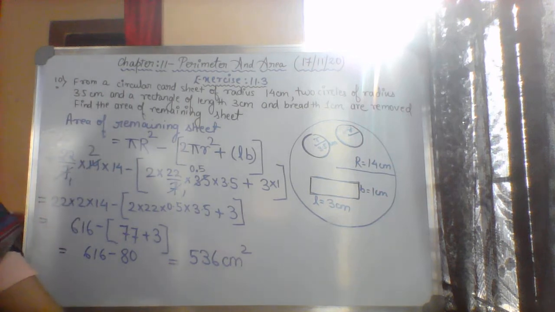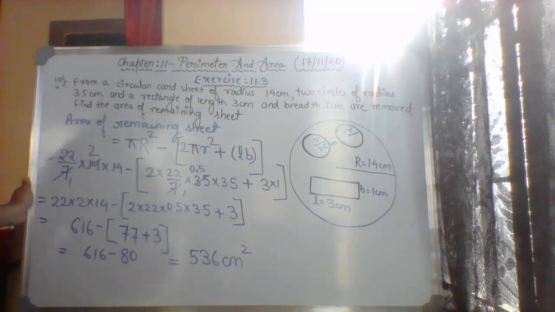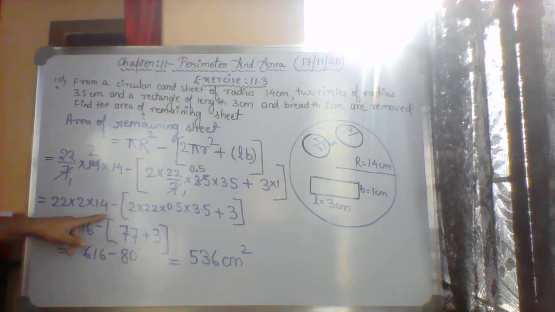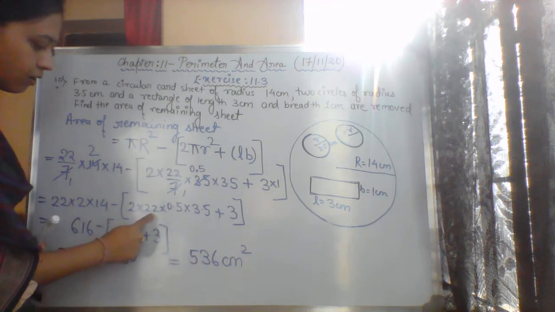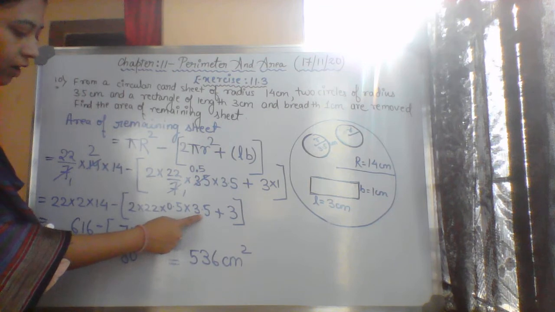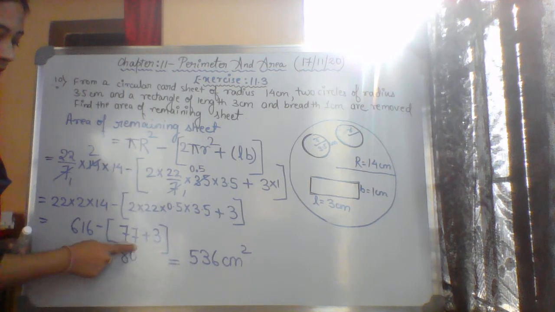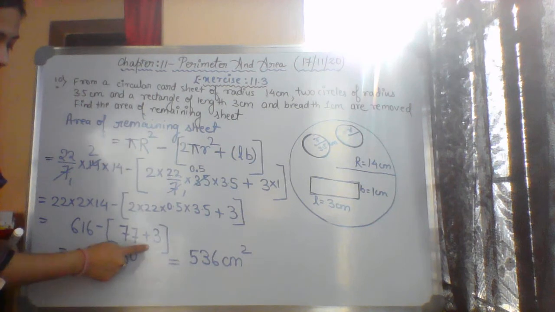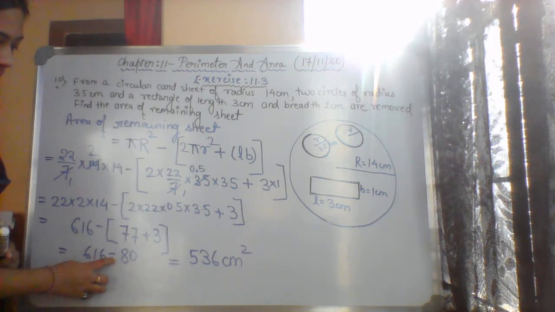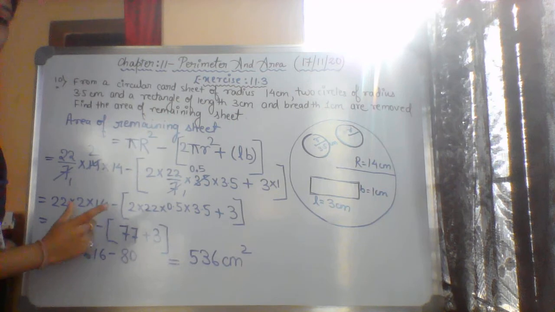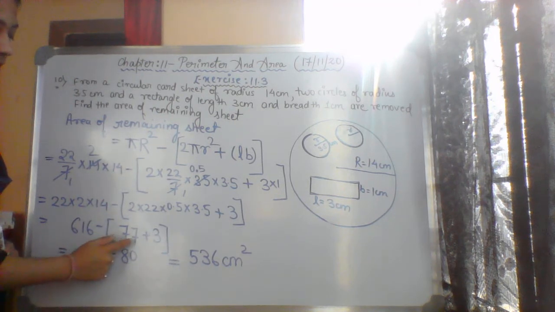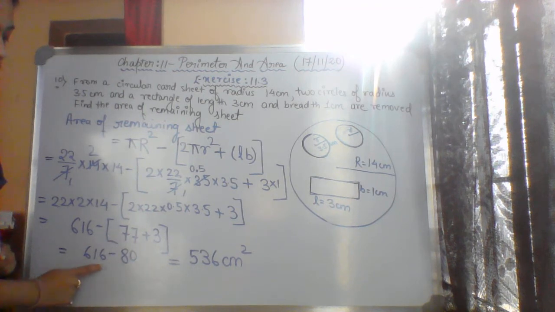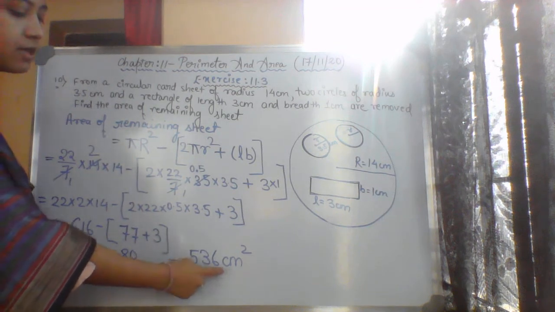So the calculation is done. Okay, now you just cross check. It's very easy. If you multiply this, you will get 616 minus, if you multiply this part, 2 into 22 into 0.5 into 3.5, you will get 77 plus 3. Now 616 minus 77 plus 3, the bracket part I have to solve first. Bottommost rule, bracket part first. So 77 plus 3 is 80. So 616 minus 80 is 536 centimeter square.